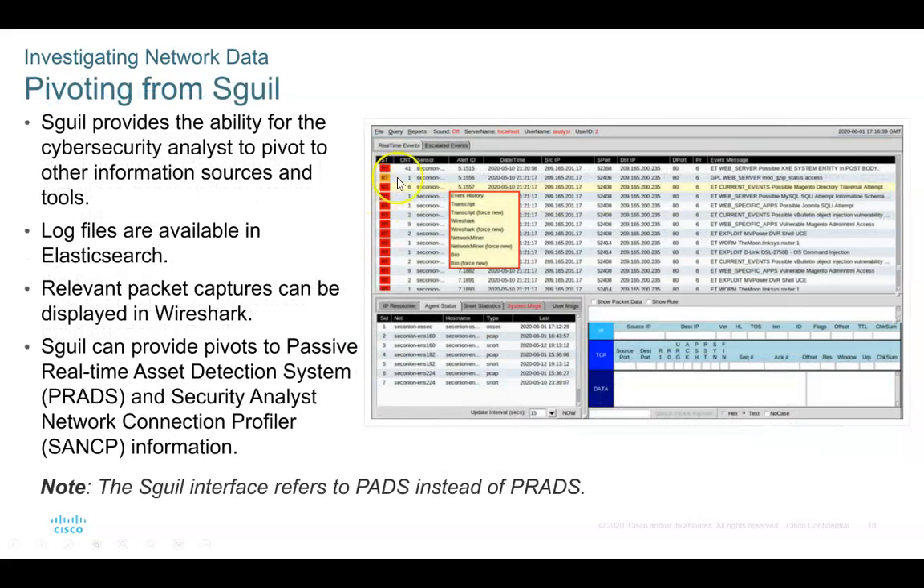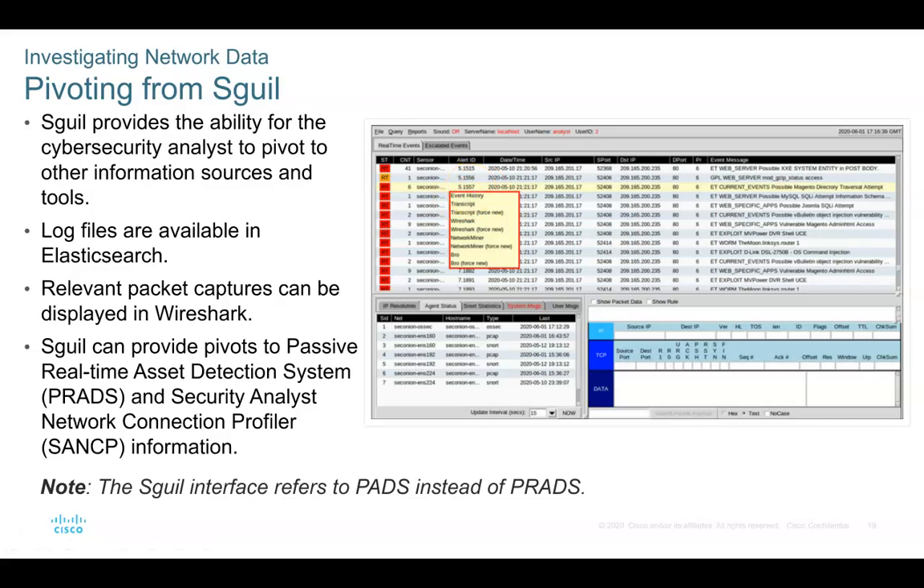All right. Now that you have all the alerts from Squil, and let's say you have all the red ones and you want to take a look at them, you can right-click on them and pivot to another platform. Squil will allow you to pivot to other tools. Log files are available in Elasticsearch. You can use Wireshark, or you can use Kibana from the alert to get more detail about the actual attack.